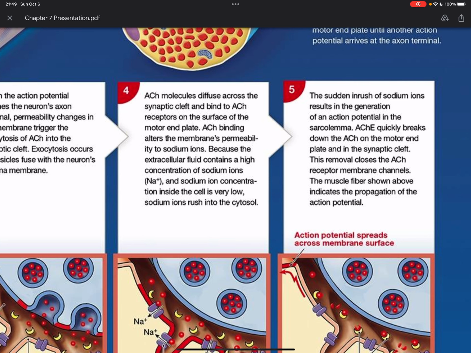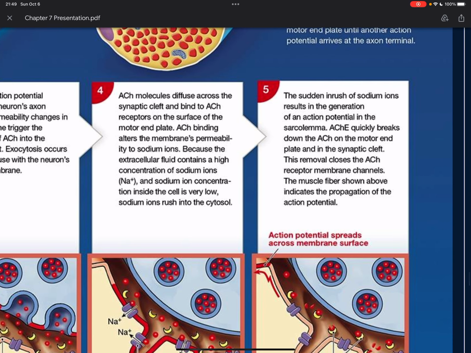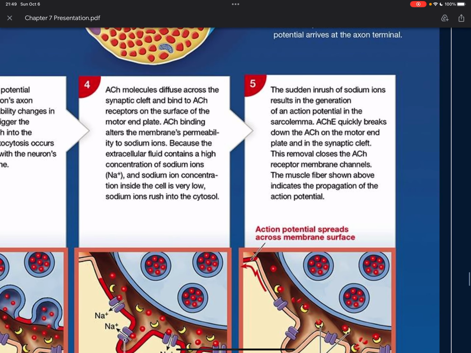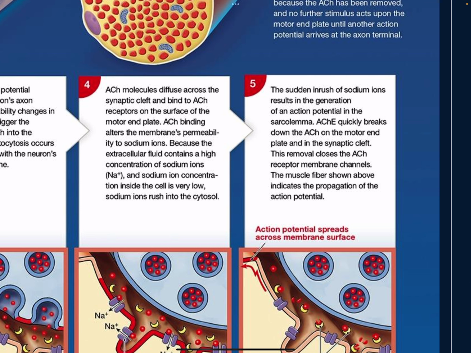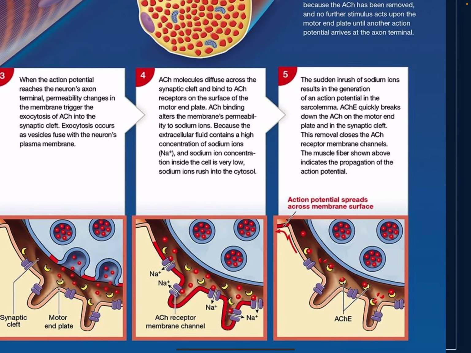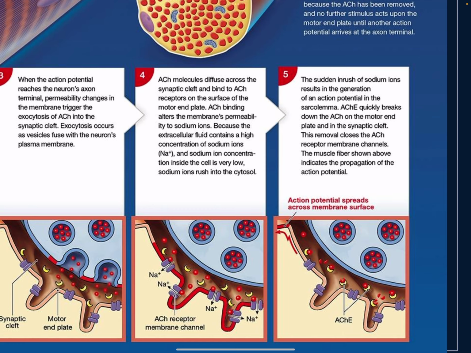The sodium ion concentration inside the cell is very low. Sodium ions rush into the cytosol, and the sudden inrush of sodium ions results in the generation of an action potential in the sarcolemma. AChE quickly breaks down the ACh on the motor end plate and the synaptic cleft, and its removal closes the ACh receptor membrane channel. The muscle fiber shown above indicates the progression of the channel.